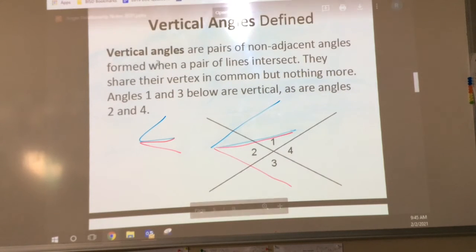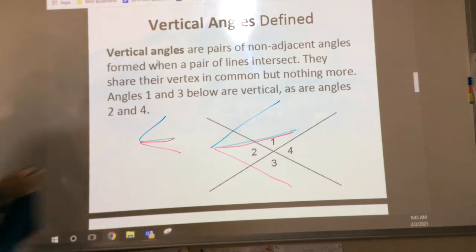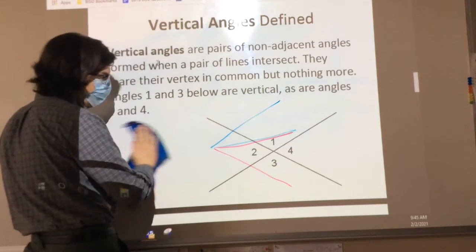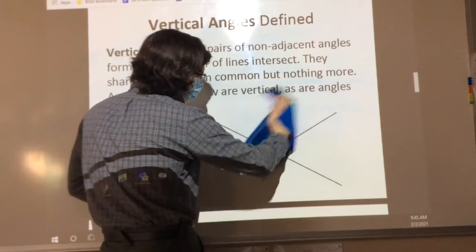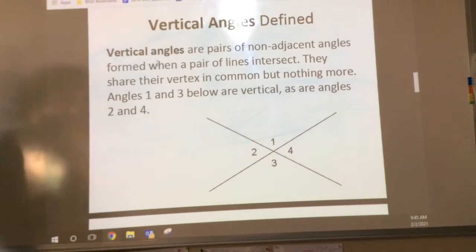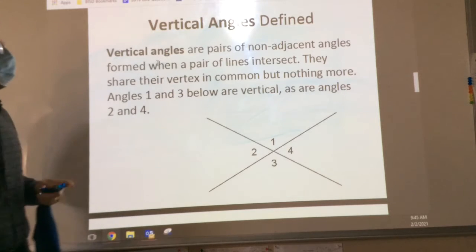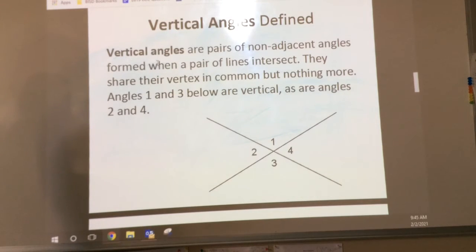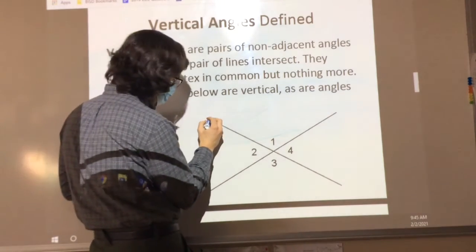Okay, vertical angles. Vertical angles is probably one of the most important things that you'll talk about during this unit. What does the word vertical mean? Up and down, right? Okay. So what this is really saying is ones that are up and down to each other. So for instance, vertical angles are pairs of non-adjacent angles. Okay, let's talk about adjacent for just a second. So before you start copying this down or looking at anything, I want to show you something.